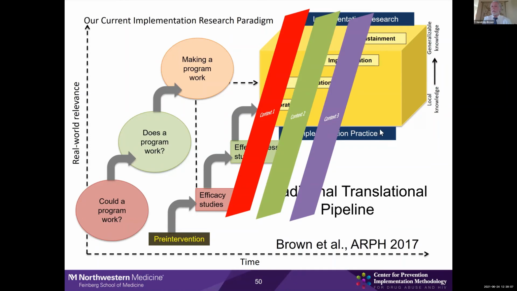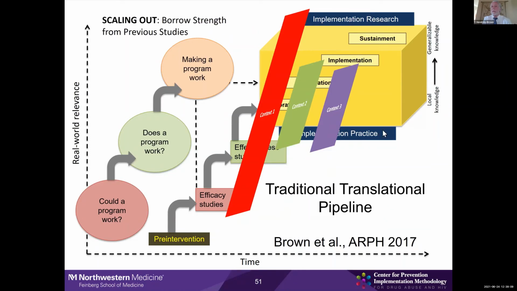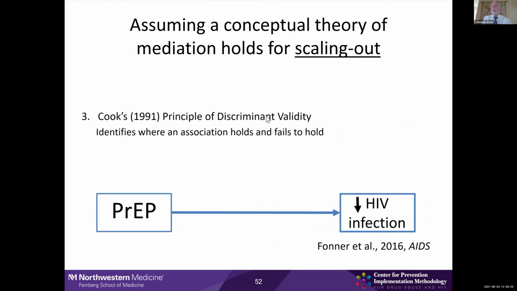So what can we do as an alternative strategy to this? And that is scaling out. The concept is borrow as much strength. So do the work going through the pipeline in here for one context, and then borrow as much strength as you can for these different contexts. This is a quick final message in here for looking at a conceptual theory about this one. It requires that we have a mediational model for scaling out.